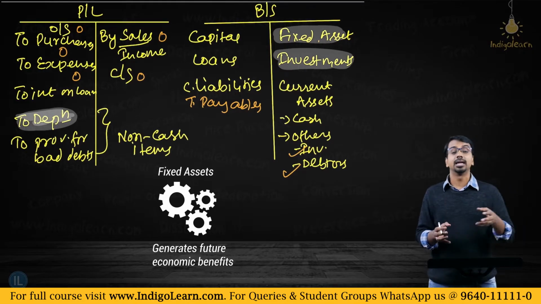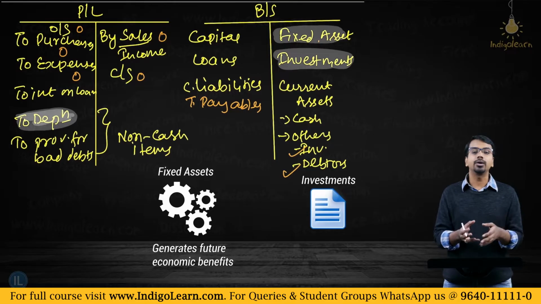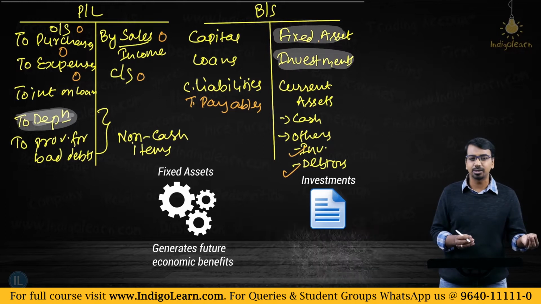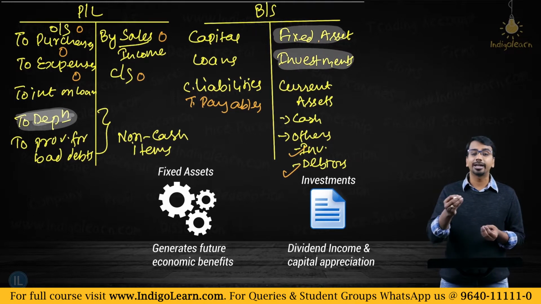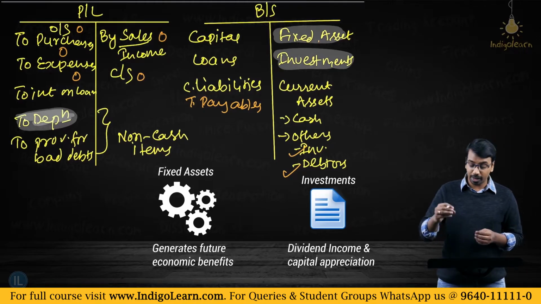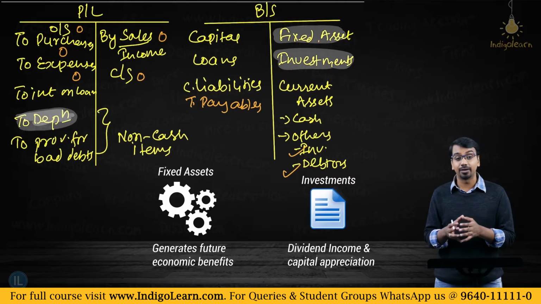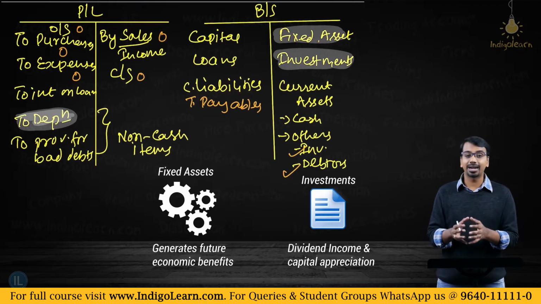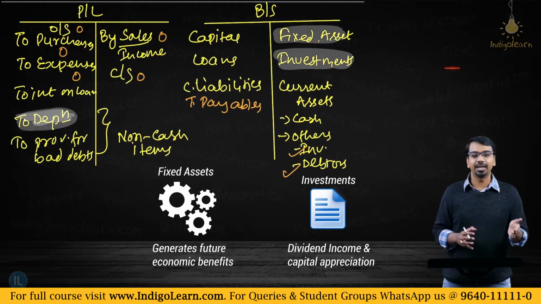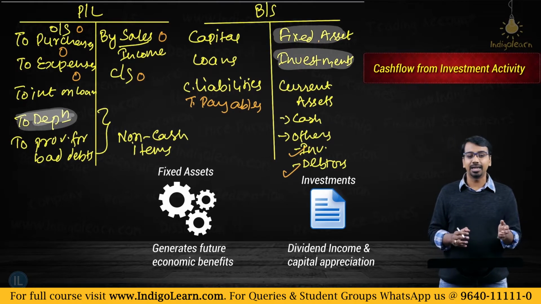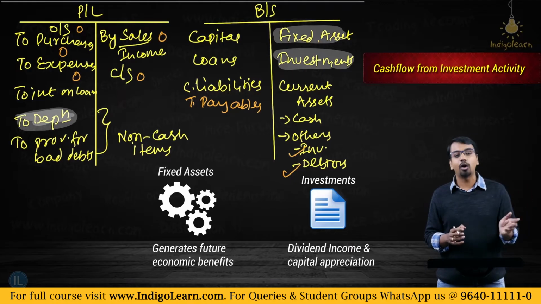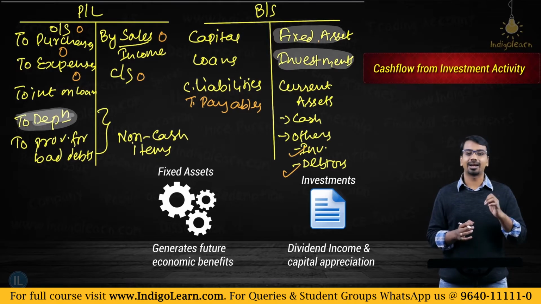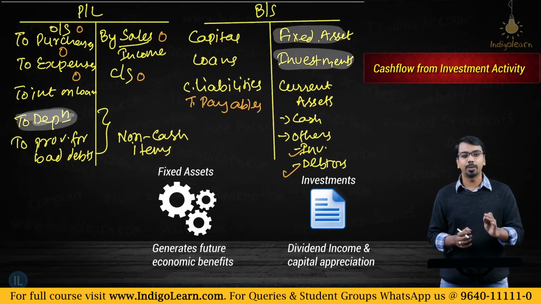You could have some investment. Let's say you invested in shares of a company. Why would you invest in shares of a company? So that you will get income by way of dividend or there is capital appreciation. So some form or the other you will get future economic benefits. So if you look at these two categories of fixed asset or investments where money is spent today to get future economic benefits, these are classified as investment activity. These are classified as investment activity, and whatever is the amount that you pay or spend maybe to purchase a fixed asset or to purchase certain investments, these are classified as cash flow from investment activities.